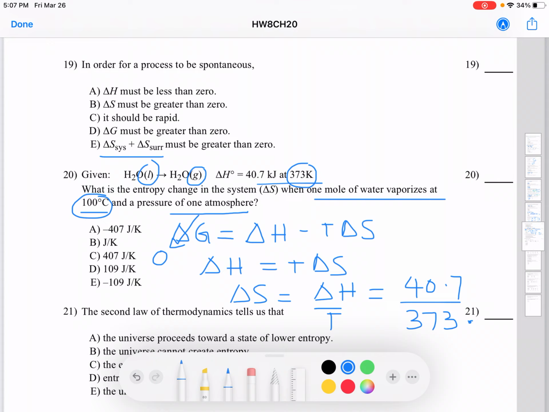And that was kilojoules, and here it is asking for joules. So since this is kilojoules, you can convert it to joules by multiplying by 10 to the power 3. Did you get it? Okay, 40.7 converts to joules because it's kilojoules, so you multiply by 10 to the power 3 to make it joules. 1 kilojoule is 10 to the power 3 joules, and you divide it by the temperature, 373.